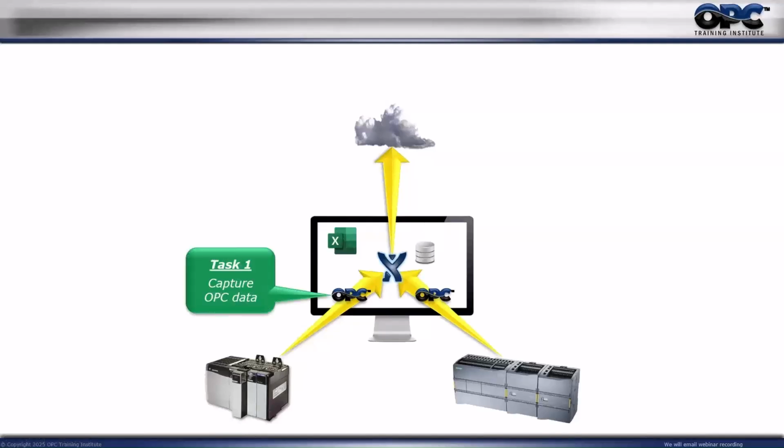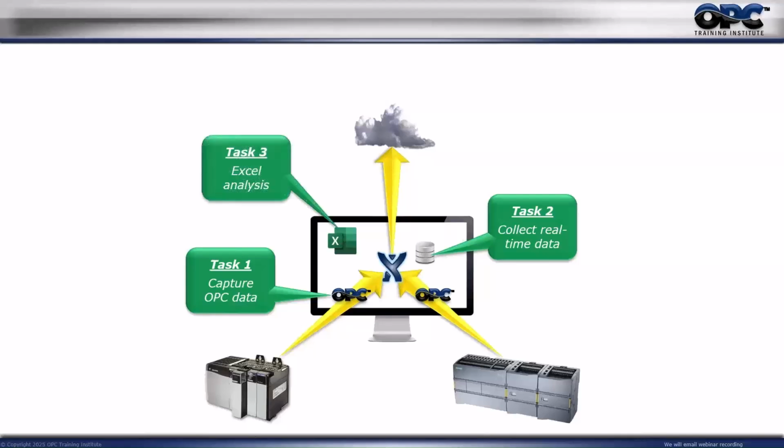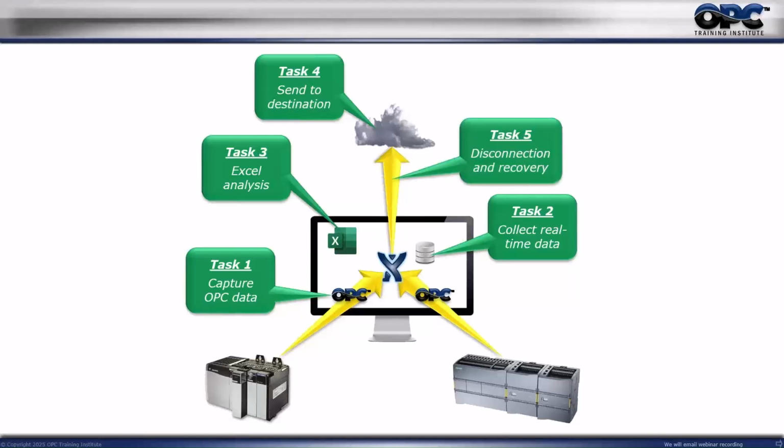We are going to capture OPC data, step number one. Step number two, we will collect the real-time data. We'll put it in a database. Then we'll activate Excel. So we'll run Excel, take a look at some data in there, make sure that we're actually getting data. Then we're going to send the data to the destination. And in this case, our destination is going to be a Microsoft SQL server running on our remote computer. So I will show you that. So what happens when we have a disconnection and a recovery, and how OPC Expert is able to recover from potentially lost data. So this is what we will do.